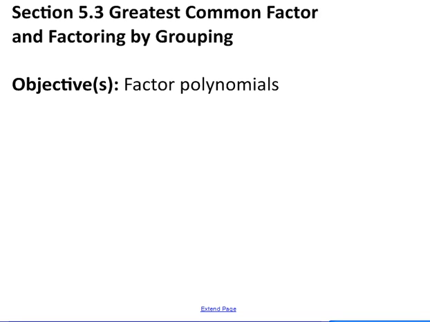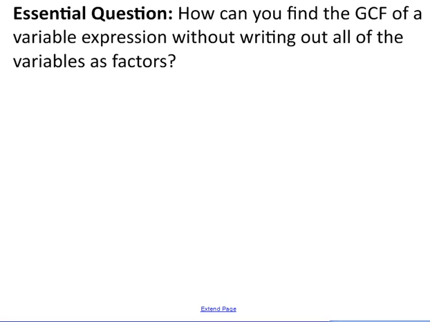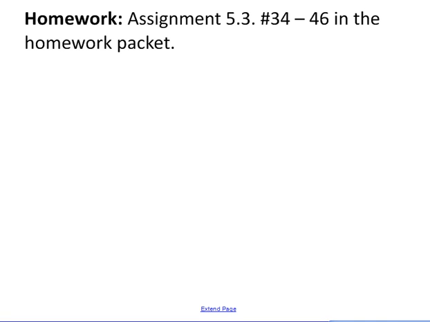This is section 5.3. We're going to be talking about the greatest common factor and factoring by grouping. The homework assignment for 5.3 is problem numbers 34 through 46.